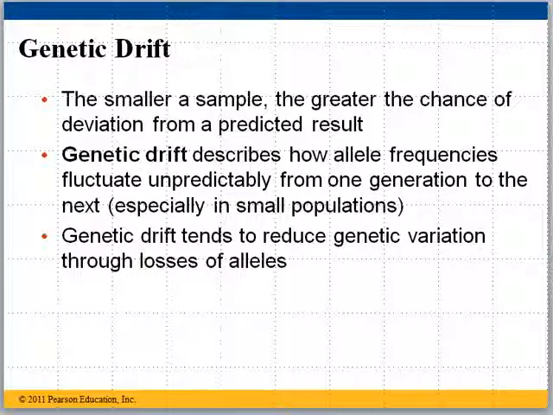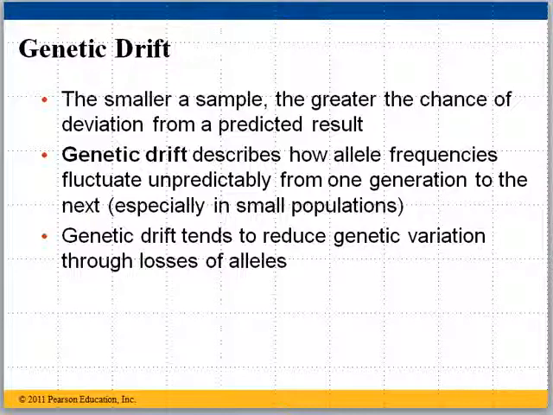So genetic drift is kind of the application of this idea on a population's genetics, where this describes how allele frequencies can fluctuate unpredictably from one generation to the next. This is kind of a random fluctuation, and it tends to reduce genetic variation through the loss of alleles.